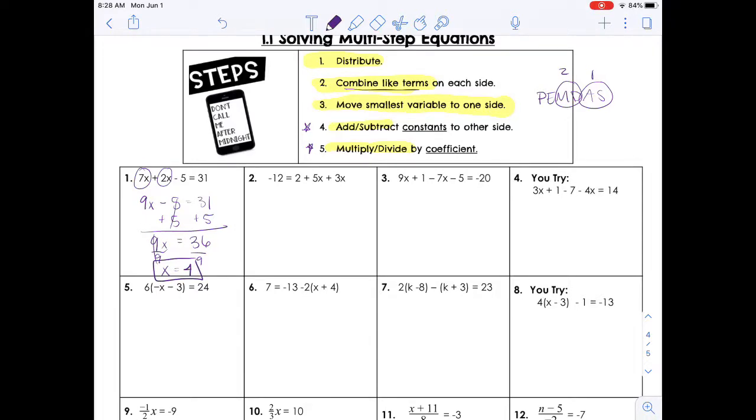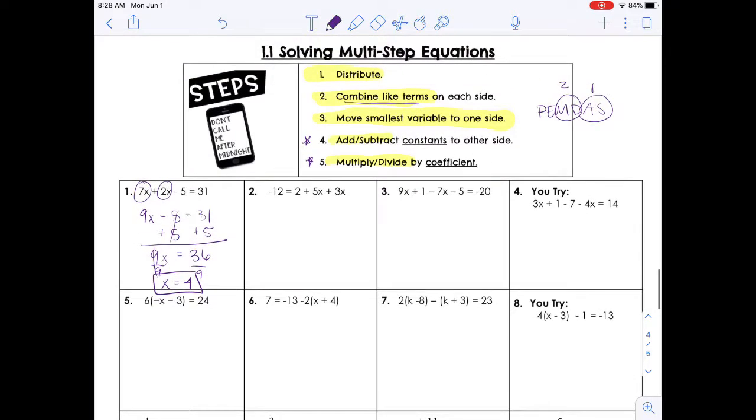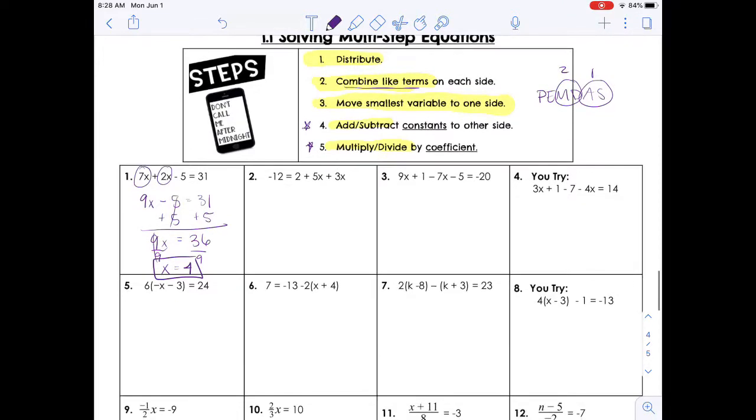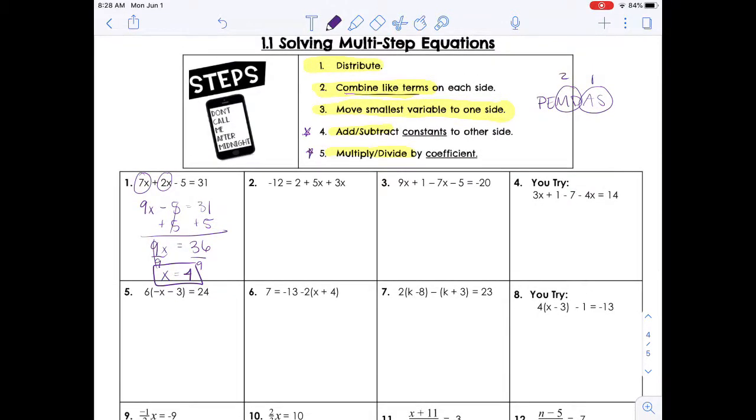So let's go ahead and jump to one where we are going to use that first step. So let's look at number 5. These other ones are just like that, so you can try them on your own. But number 5, we're going to start with step 1, and we're going to distribute. So I'm going to say 6 times everything in these parentheses. That's our first step. So we've got negative 6x, and then 6 times negative 3 is minus 18, equals 24.